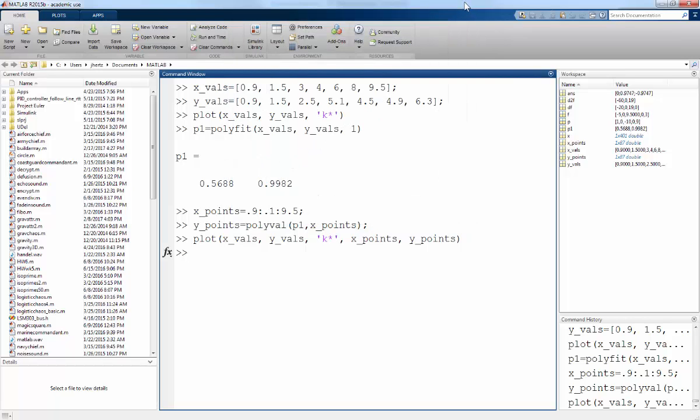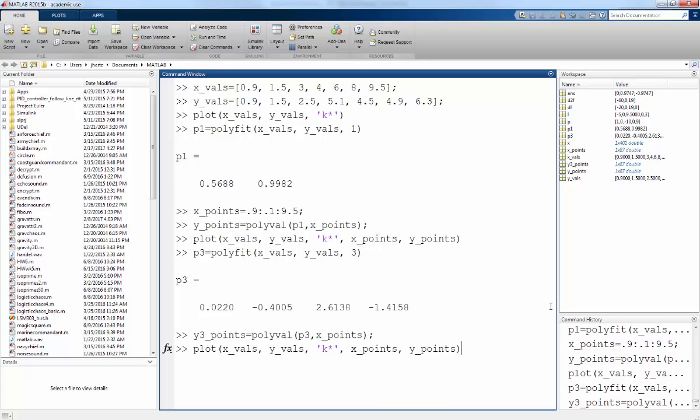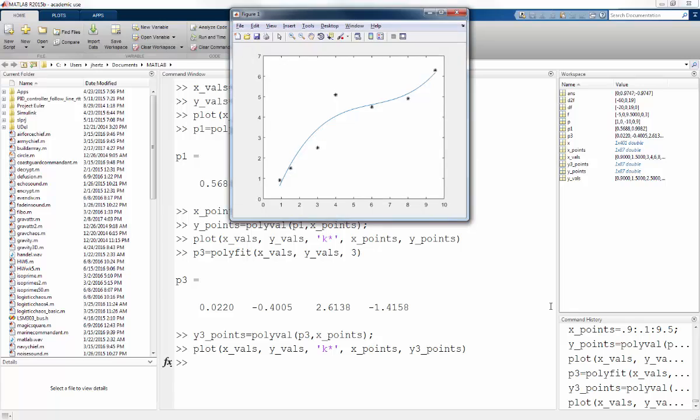If we want to do the same but with a third order polynomial, then we can come back up here, maybe change the name and use a third order polynomial. So this represents 0.022x cubed minus 0.4 or so x squared plus 2.6x minus 1.4. And let's create some new y points for our third order polynomial. And now let's go back up and plot our data points and our best fit third order polynomial.